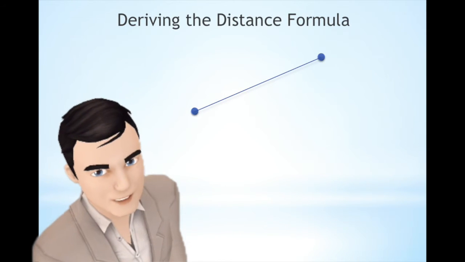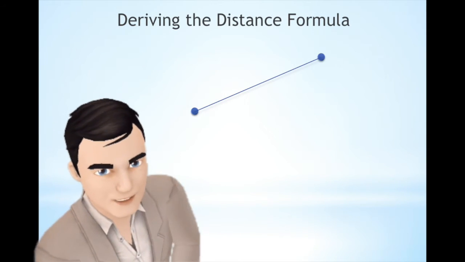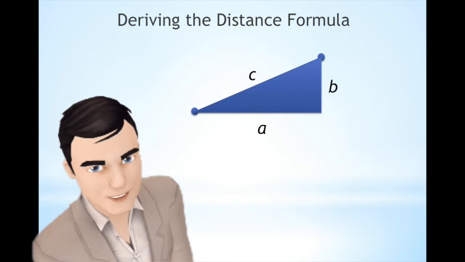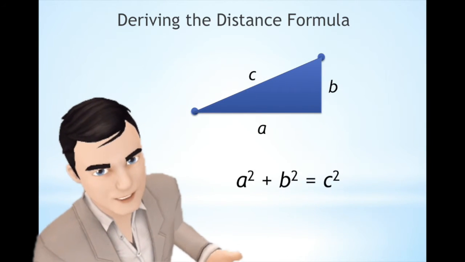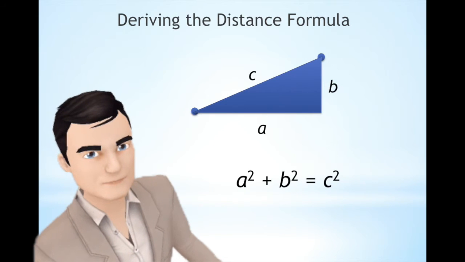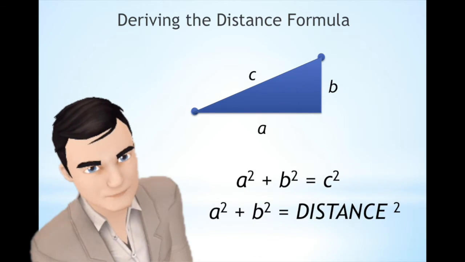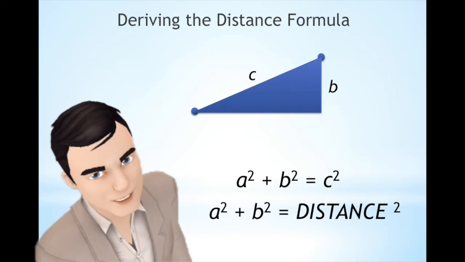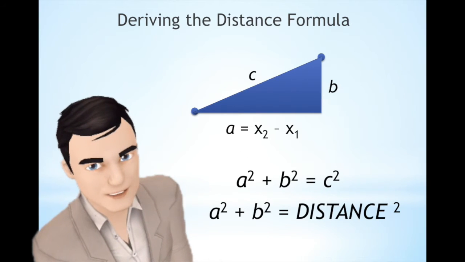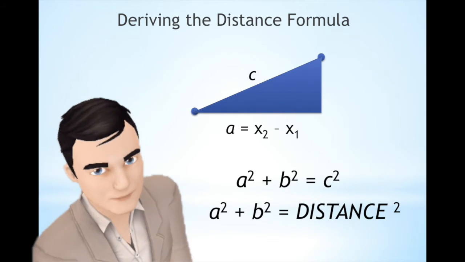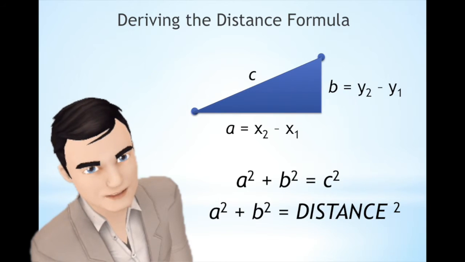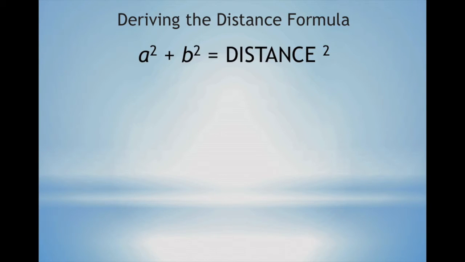Alright, let's take a look at what we've got so far. First, to find the distance between 2 points, we view it as a right triangle. We realize that the hypotenuse, C, will actually turn out to be the distance, and that A can be rewritten as x sub 2 minus x sub 1, and B can be rewritten as y sub 2 minus y sub 1. So let's take what we've got so far and go a little bit further.